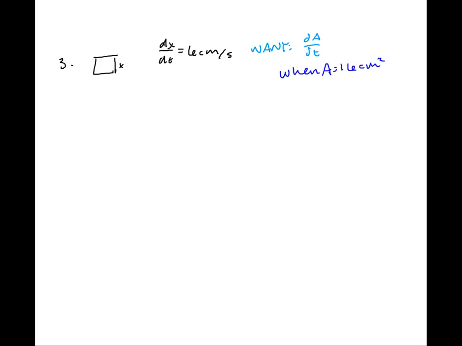So there are a couple of pieces to this problem. First of all, we need to relate area and the length of the side, in which case A is equal to x squared. Then we need to find our rate of change of our area, dA/dt, and this is going to be 2x times dx/dt.